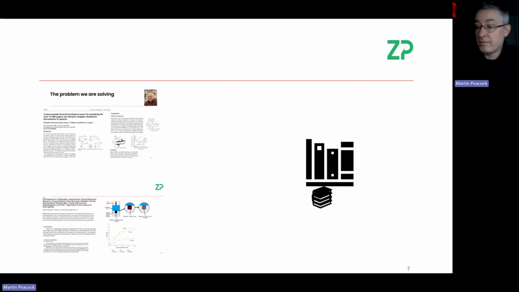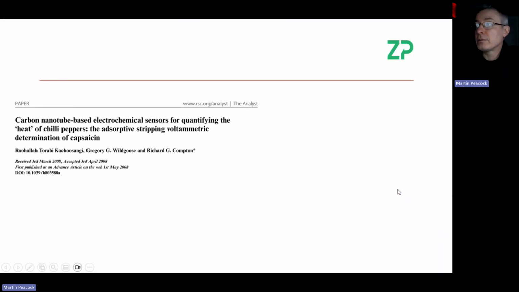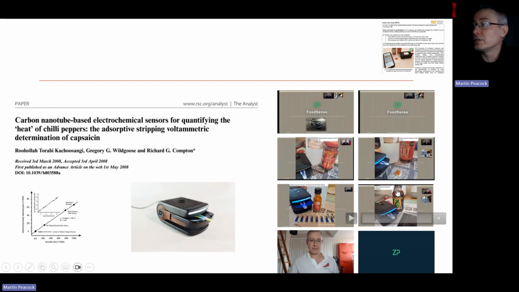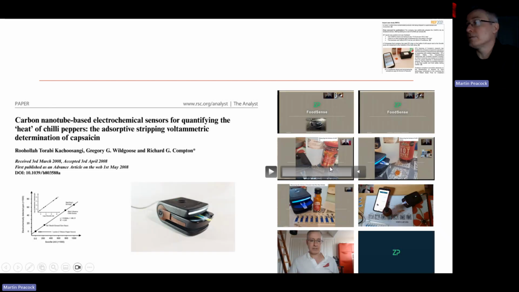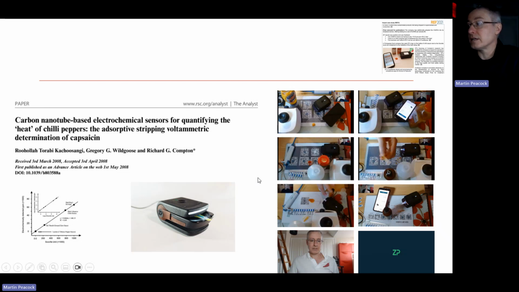And this is where funders are really going to start having to clamp down soon, because we can't have all these papers and not the taxpayers in the various countries getting a return on investment. So people will want to see more and more work being translated. And that's what we're trying to do at ZP. So for example, we took that original paper from Richard Compton, where he was doing the analysis of chili, and turned it into, let's say, a real product.